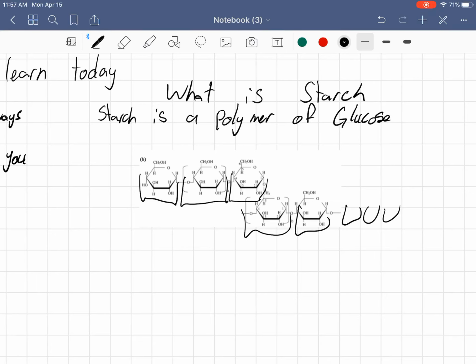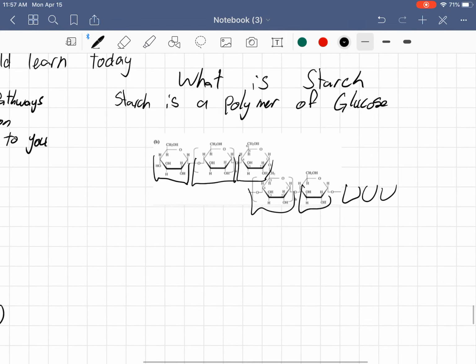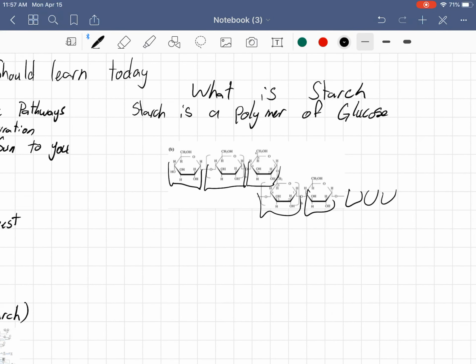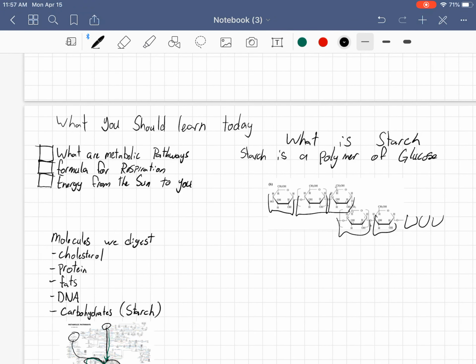Okay, and we digest a lot of different starchy foods. Potatoes have a lot of starch, as well as corn for your corn starch. Also rice, if you've ever had to wash rice, you're washing off that white powder, that's starch that you're washing off of the rice. Okay, so now that we understand that our food is broken down through many different pathways, and that starch is a polymer of glucose that we need to break down into glucose to put into that metabolic pathway, we'll say that we are finished with metabolic pathways.